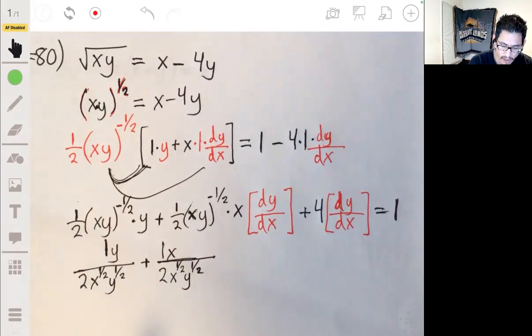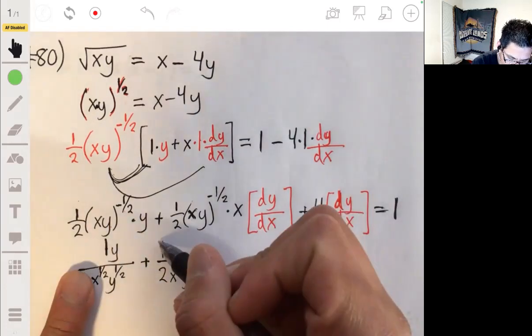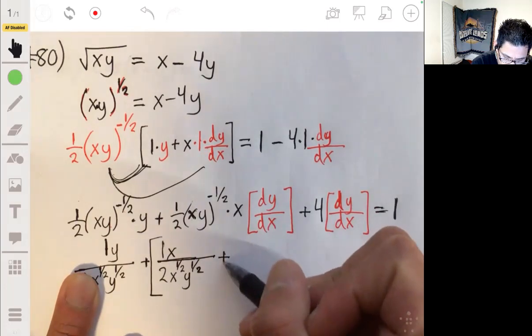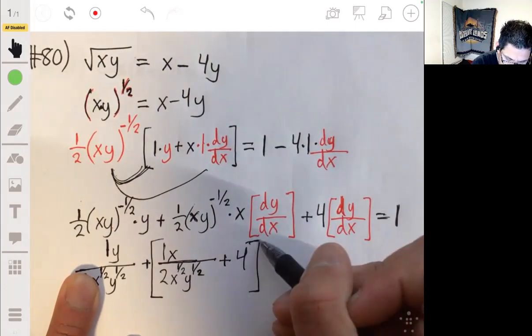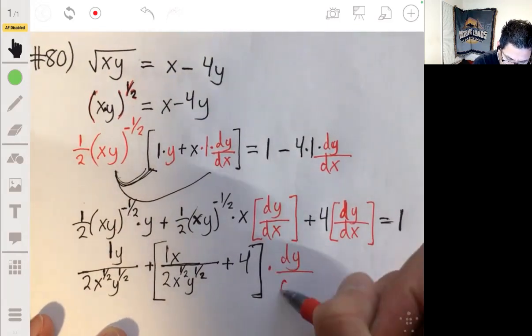And then let's factor out this. Oh yeah, so let's take out this dy dx. So adding 4 to this will be multiplied by dy dx.